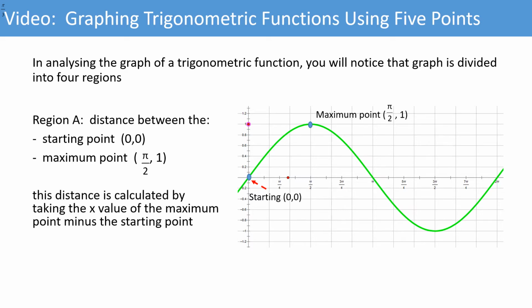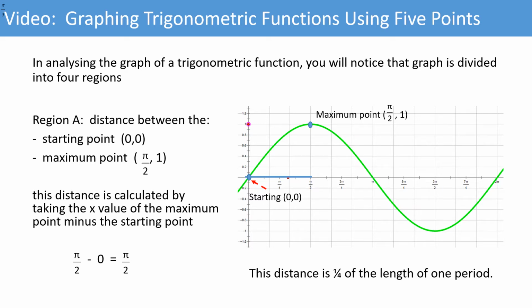This distance is calculated by taking the x value of the maximum point, subtract from the starting point. Pi over 2 minus 0 is pi over 2. If we looked closer, we could see that this distance is 1/4 of the length of the period.